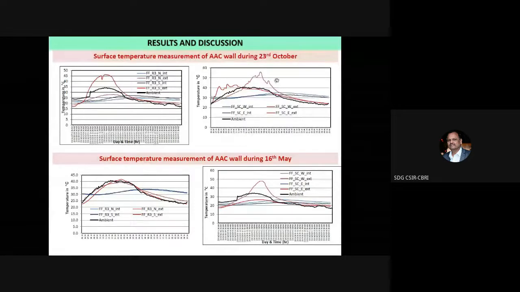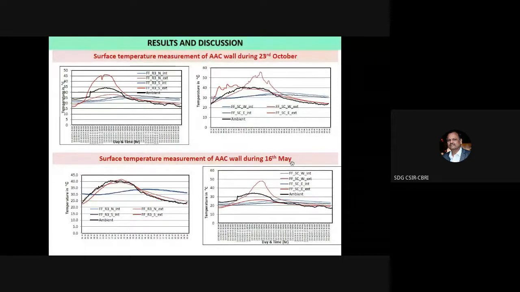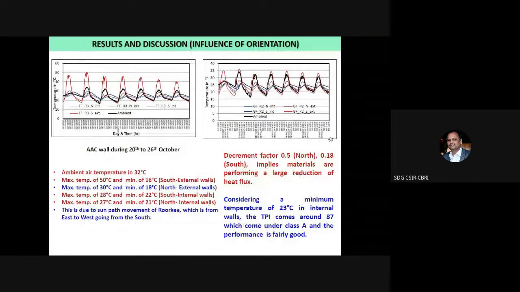So this is the difference you can see between October and the 16th of May. Another thing we can see here is the influence of orientation. In the case of the building, for the surfaces oriented to the north and south, we can see the peaks on the first floor or the ground floor. You can see only one thing: on the south side we are getting more peaks than on the north side. Here also you can see the south-facing wall getting the peaks.